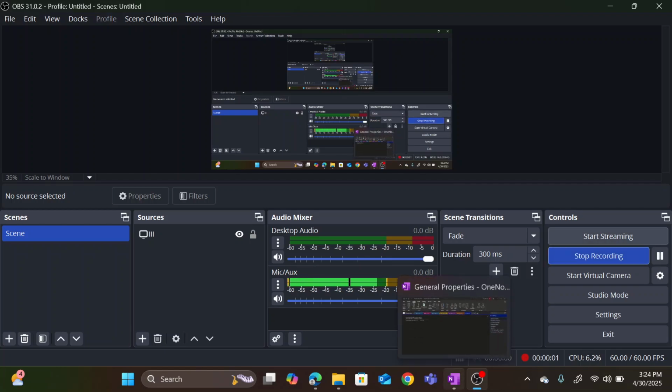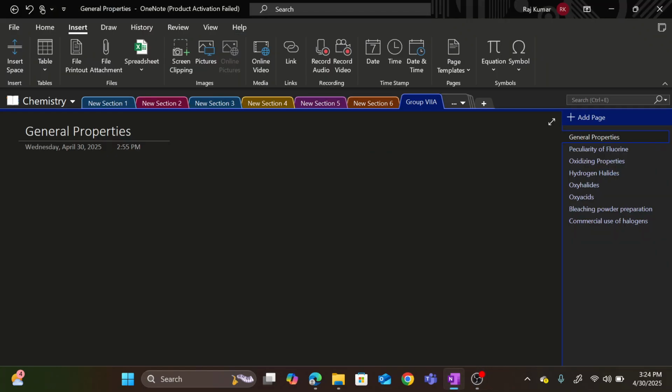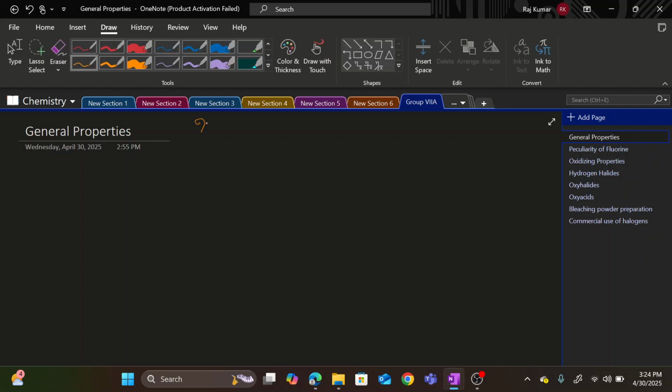Greetings everyone. So today we are going to discuss the new topic, which is Group 7A Elements. Group 7A Elements are also known as the halogens. Why do we call them halogens? Because they are salt producers. It is derived from the Greek word halo, which means salt, and gen or genesis, which means the producer.